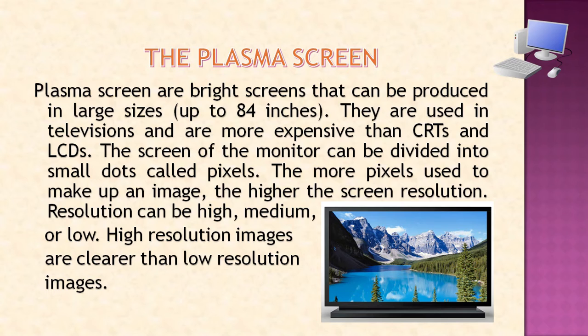The screen of a monitor can be divided into small dots called pixels. The more pixels used to make up an image, the higher the screen resolution is. Resolution can be high, medium or low. High resolution images are clearer than low resolution images.